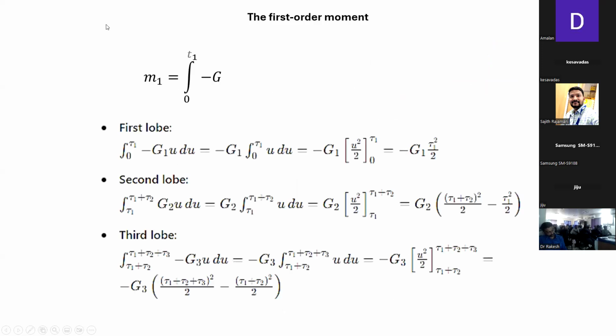So what happened to the first order moment? For the first order moment, we need to actually calculate all three lobes because the t is actually changing: for stationary spins it is t, and for flowing spins it is t square. If you observe these three different lobes, first lobe, second lobe, and third lobe, you can see this integral part. First is 0 to t1, then it goes from t1 to t1 plus t2, and the third lobe will be from t1 plus t2 to t1 plus t2 plus t3.